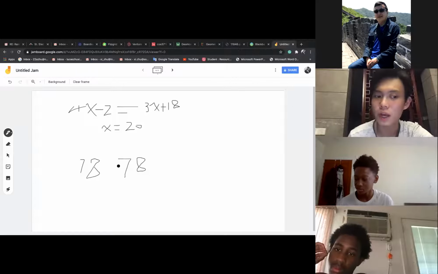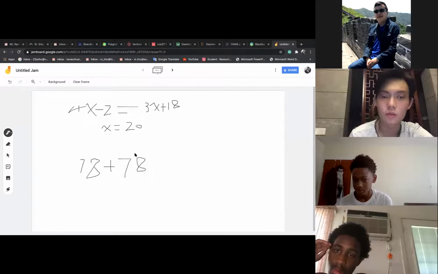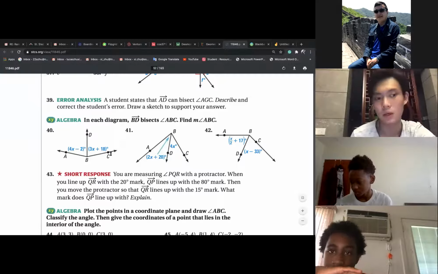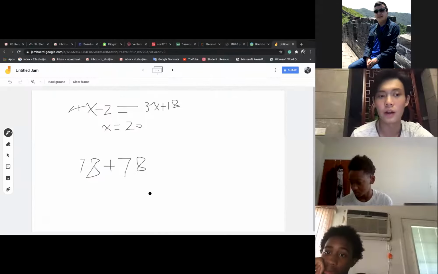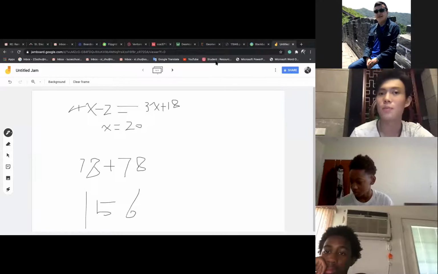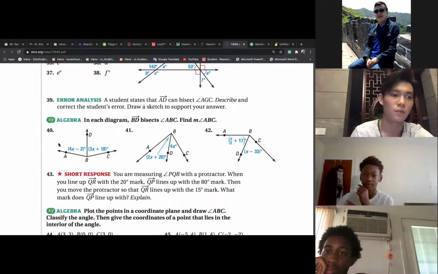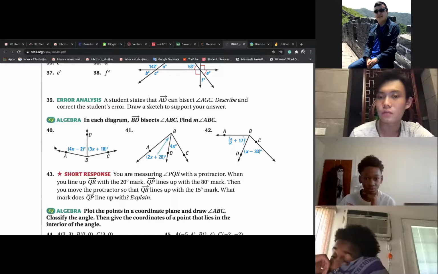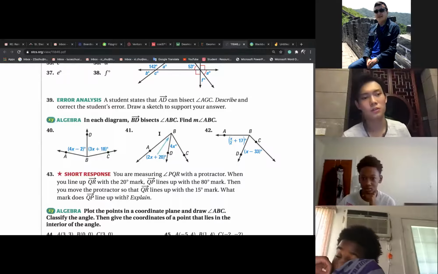So now we just add it up, because the two small angles form angle ABC. If we add it up, you get 156. That's the measurement, the answer for 40. Got it? So let's try to solve 41 on your own.